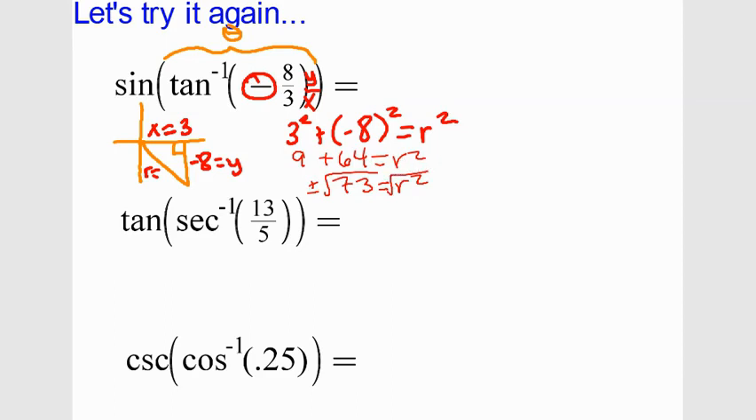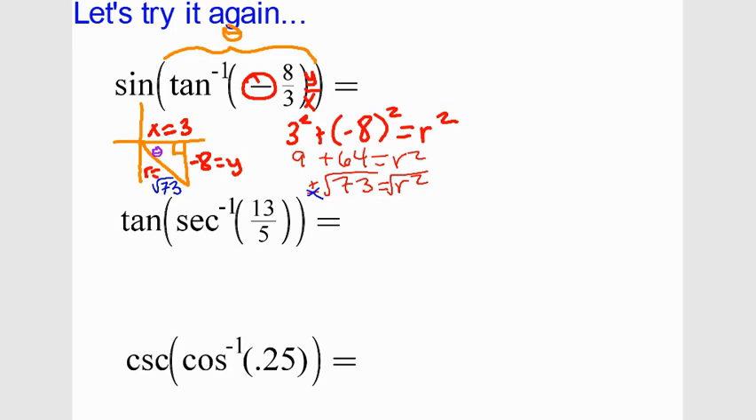Remember that the radius is always positive, so we'll throw out the negative option. So my radius is square root of 73. And now we can find any of the 6 trig functions we want. Notice that we never actually found the angle theta. But since we have all 3 sides of its triangle, we can find any of the trig functions we want.